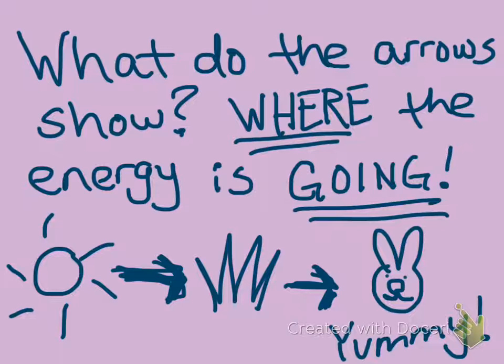All right, I wrote this last night, and I thought it was going to play it, but it didn't. Oh, well. It says, what do the arrows show? They show where the energy is going. So I drew this lovely picture of the sun giving energy to the grass, which gives energy to the bunny, and the bunny says, yummy. So we're going to write that down. What do the arrows show? They show where the energy is going.